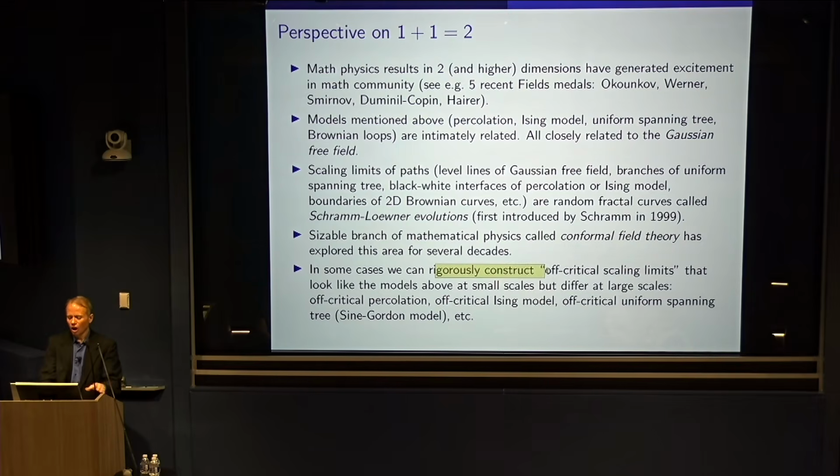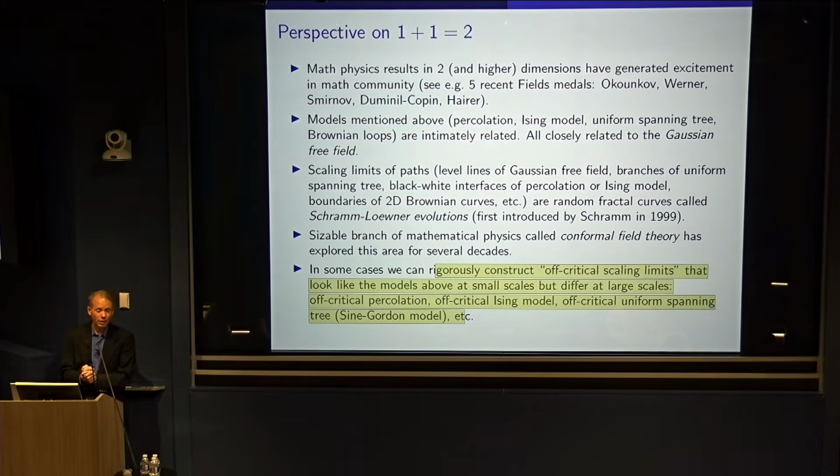In some cases, we can rigorously construct off-critical scaling limits that look like the models above at small scales but differ at large scales. Off-critical percolation, off-critical Ising, and so forth. And it turns out that the construction of one of these off-critical models in 4 dimensions, in the context of Yang-Mills gauge theory, is this particular $1 million prize problem, this famous problem that is very unsolved.